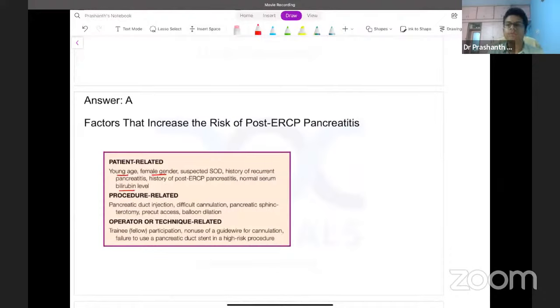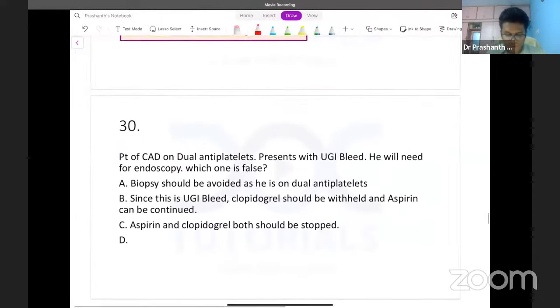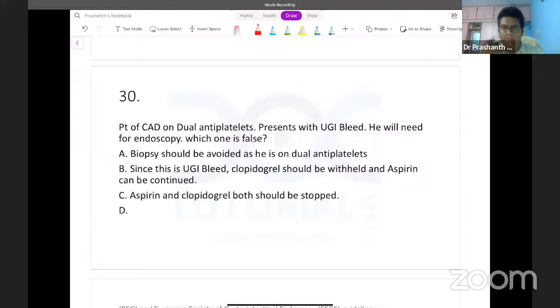It may be paradoxical. You might be wondering why a normal serum bilirubin would lead to pancreatitis, but it does because there is an increased risk of having a small bile duct. There is also increased risk of SOD, and in this subset of patients there are almost 30% chances of post-ERCP pancreatitis.